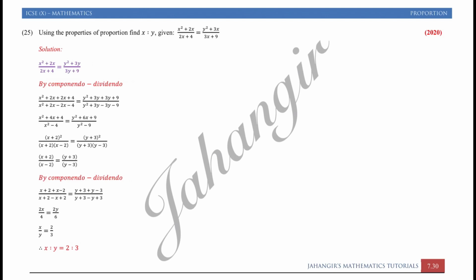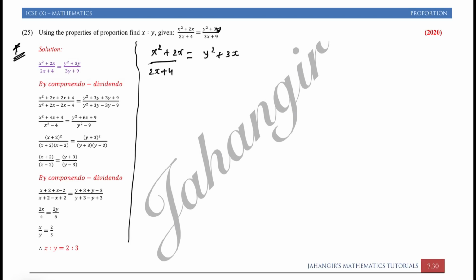Now the 2020 latest question. This question is an important type of question. Here x square plus 2x upon 2x plus 4 is equal to y square plus 3y upon 3y plus 9. So we have to find x is to y. So I will take by componendo dividendo.